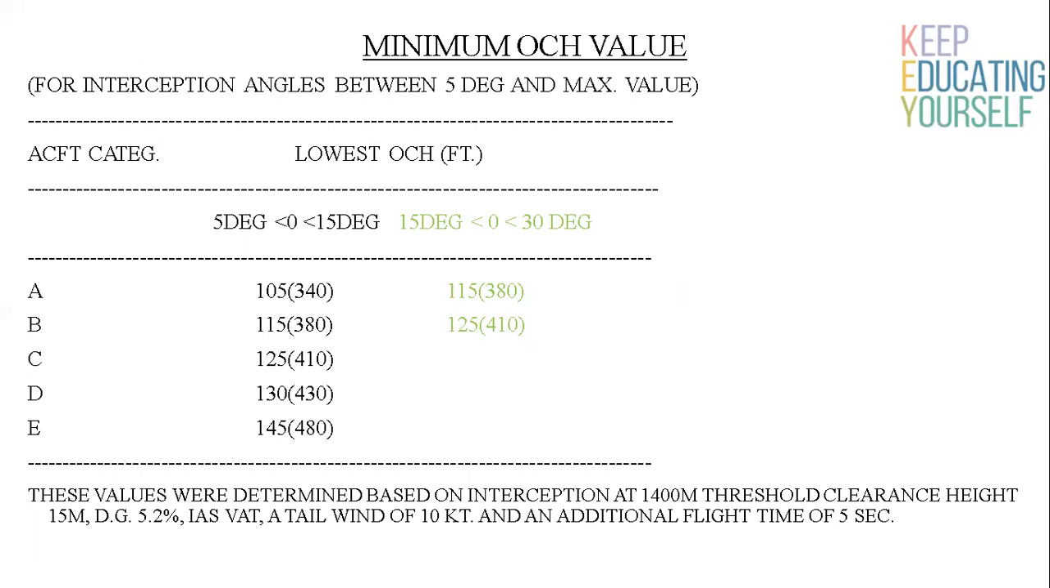Minimum obstacle clearance height values for interception angles between 5 degrees and the maximum value. For category A and B, 105 between 5 degrees to 15 degrees. For category B, it is 115. For category C, 125. For category D, 130. And for category E, 145. For category A and B, if it is between 15 degrees to 30 degrees, it will be 115 for A and 125 for B.